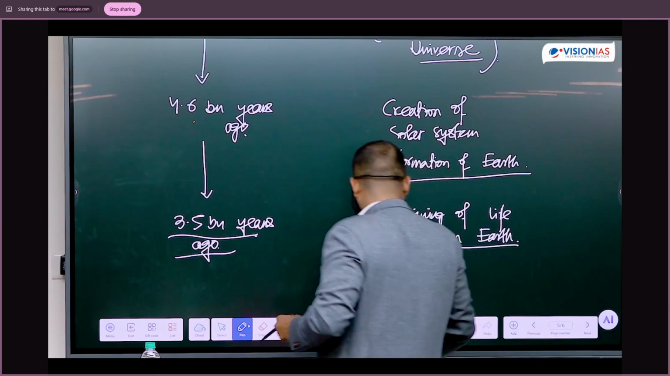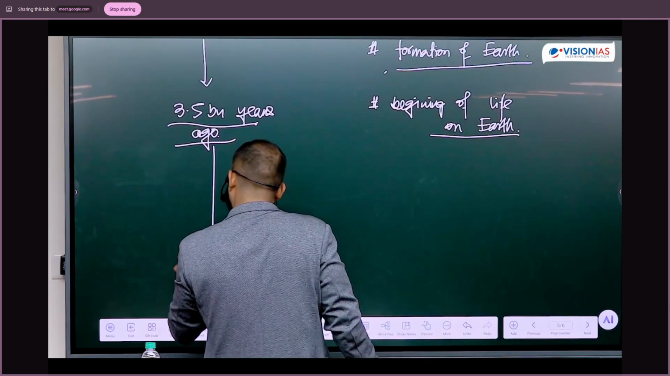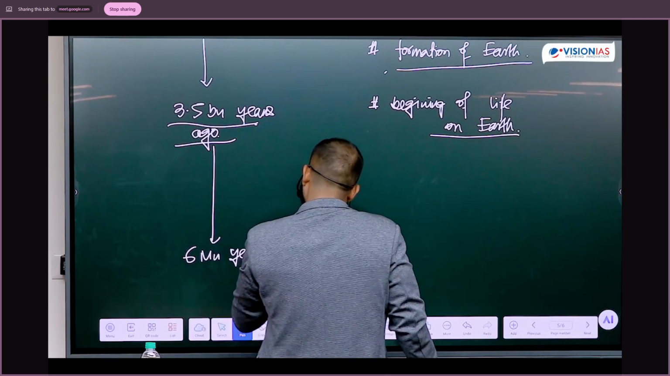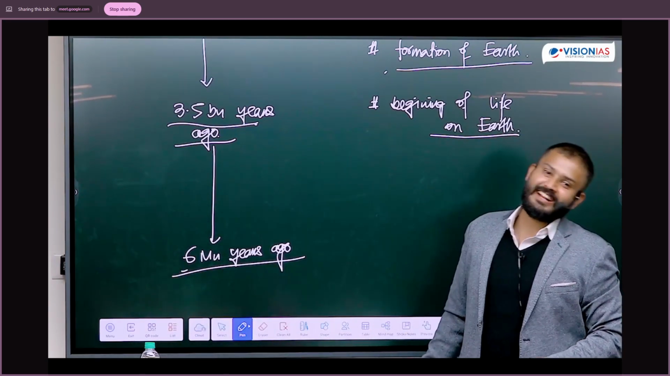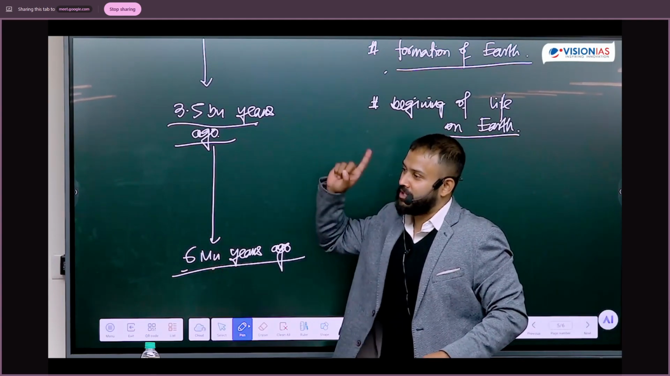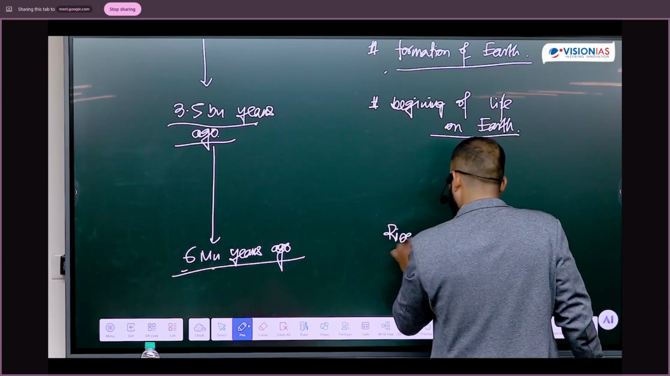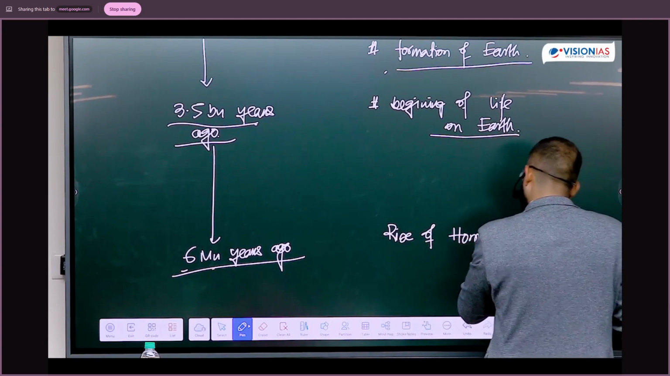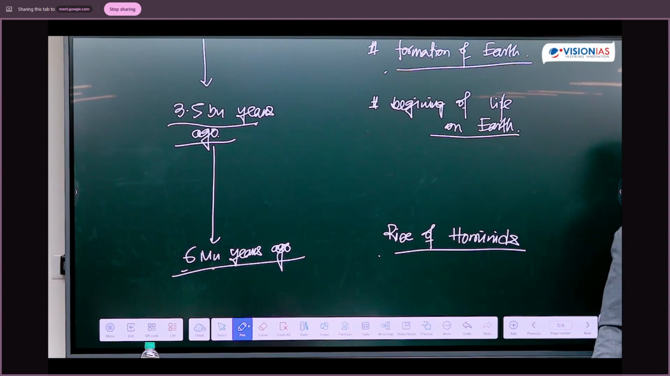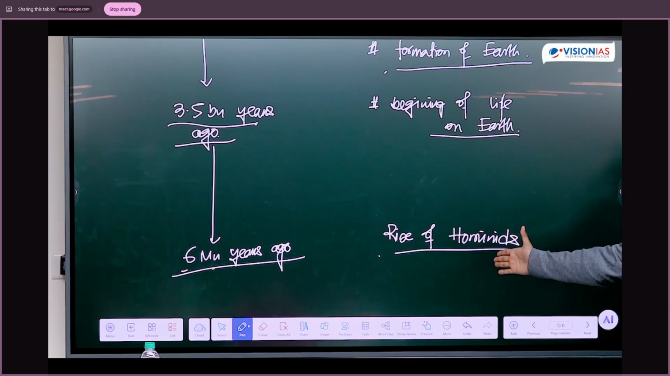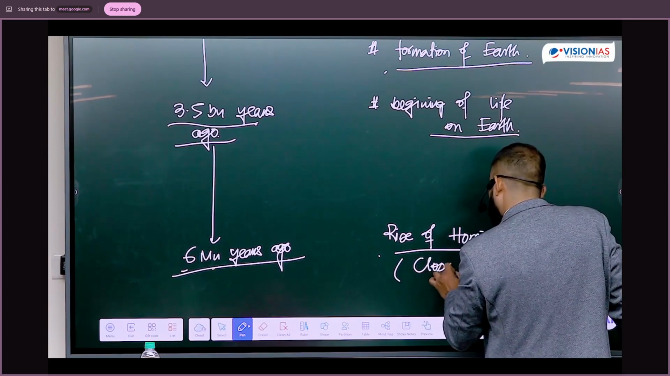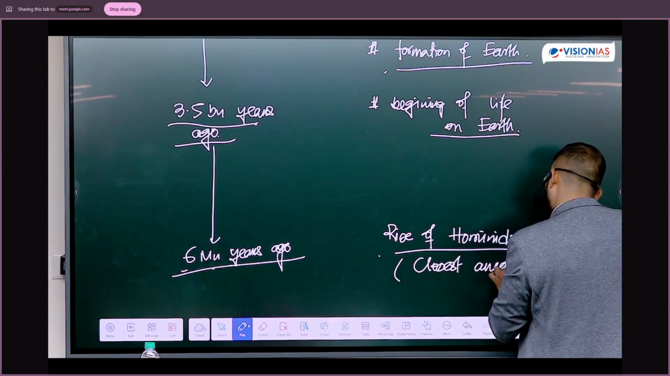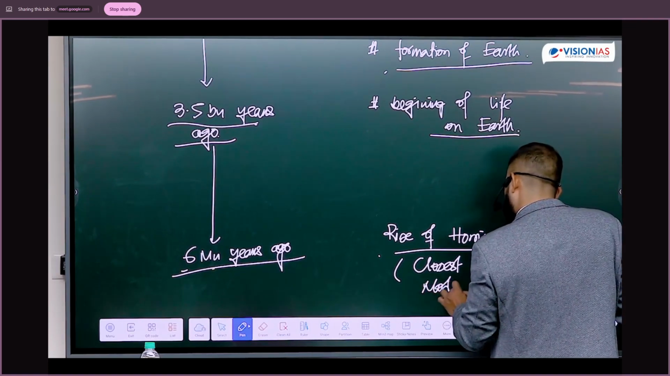From this transition, 3.5 billion years ago, we finally jump towards 6 million years ago. What is a million? 10 lakhs. That means 6 million years, 60 lakh saal. That is the rise of hominids. Now, who are the hominids? It is a group of mammalia, and this is the earliest traceable ancestor to modern man. Among all the apes, the closest ancestor that we have is the hominid. That means the rise of the closest ancestor to modern man.